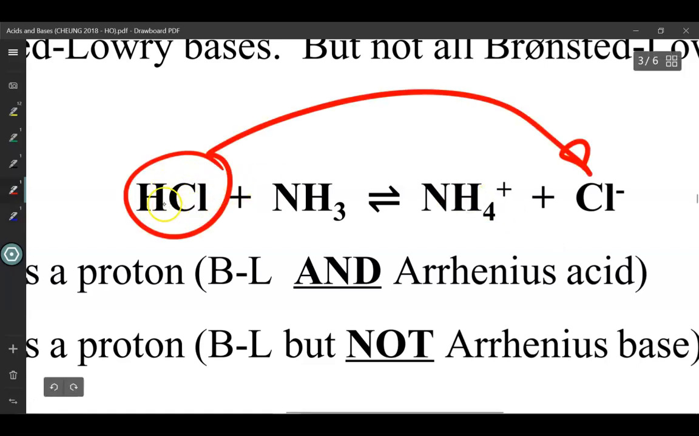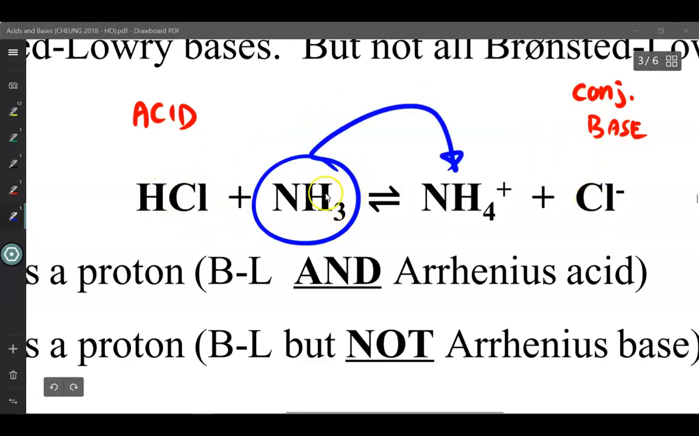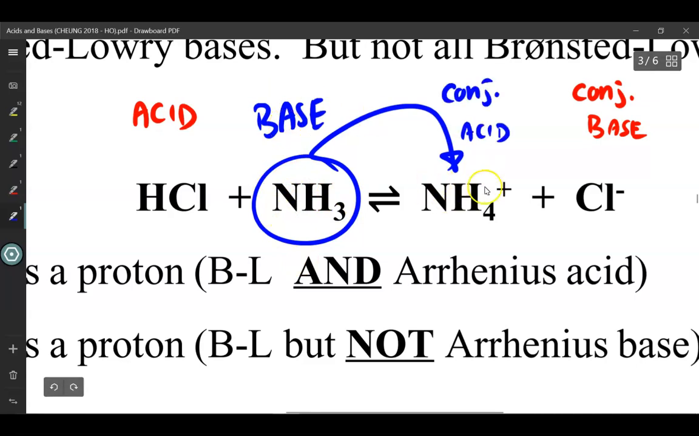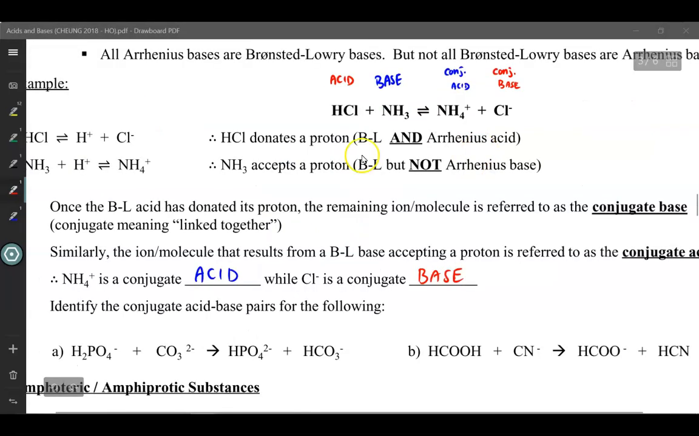Alright, so looking at the before picture, it was HCl. After the reaction it is now Cl-. What has happened between here to here? Well, the HCl has lost an H+. Since acid is loss, therefore this HCl is my acid, while Cl- is my conjugate base. Ammonia, on the other hand, has gained an H to become NH4+, ammonium. Since base is gain, NH3 is my base, and ammonium is its conjugate acid. Alright, so NH4+ is my conjugate acid, while Cl- is my conjugate base.